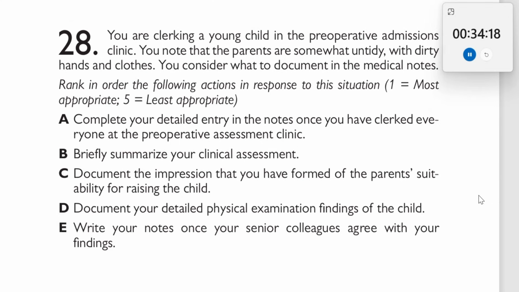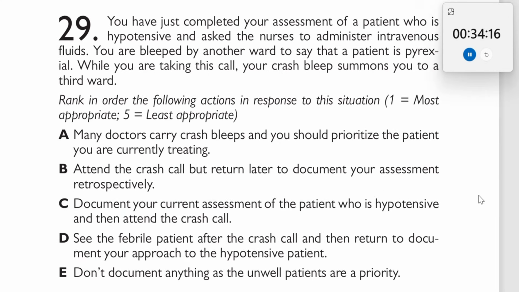Okay, moving to the next one, which is 29. You have just completed your assessment of a patient who is hypotensive and asked the nurse to administer intravenous fluid. You are bleeped by another ward to say that a patient is pyrexial. While you're taking this call, your crash bleep summons you to a third ward. So rank in order the following actions in response to the situation.